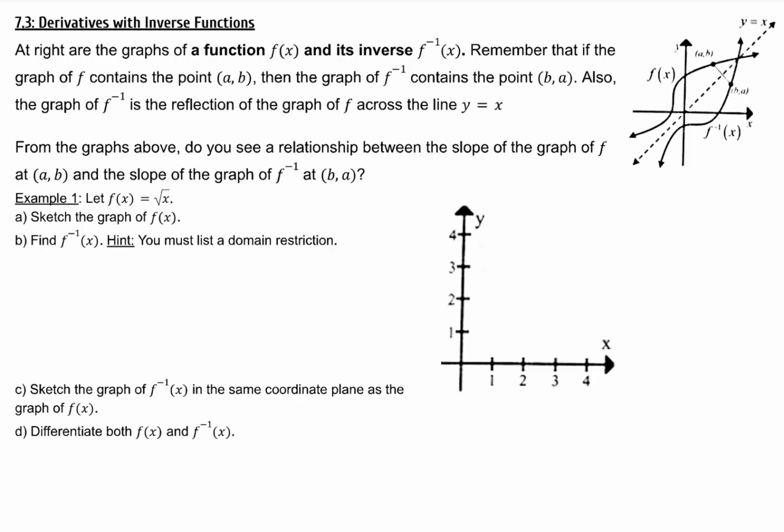At right are the graphs of a function f and its inverse. Remember that if the graph of f contains (a, b), then the graph of the inverse contains (b, a). Also, the graph of inverse f is the reflection of the graph of f across the line y equals x.